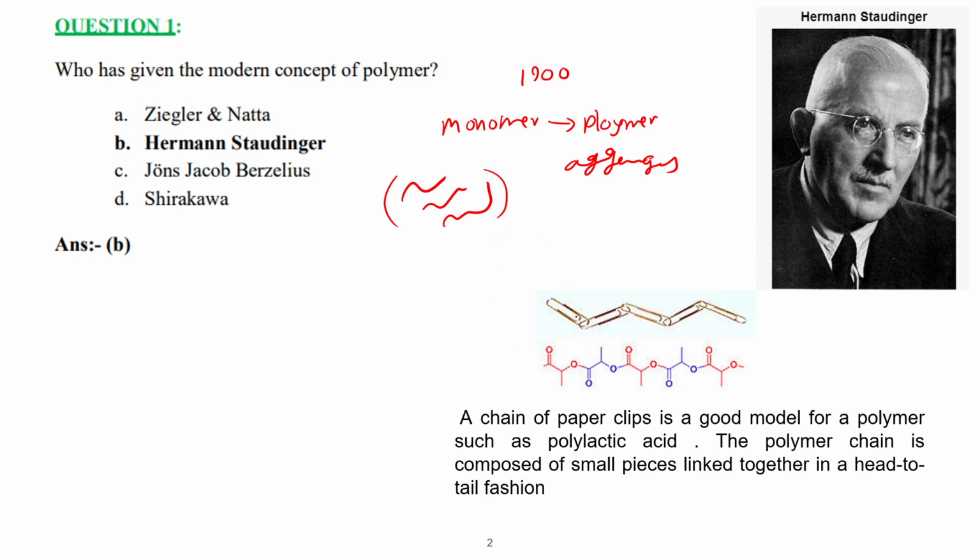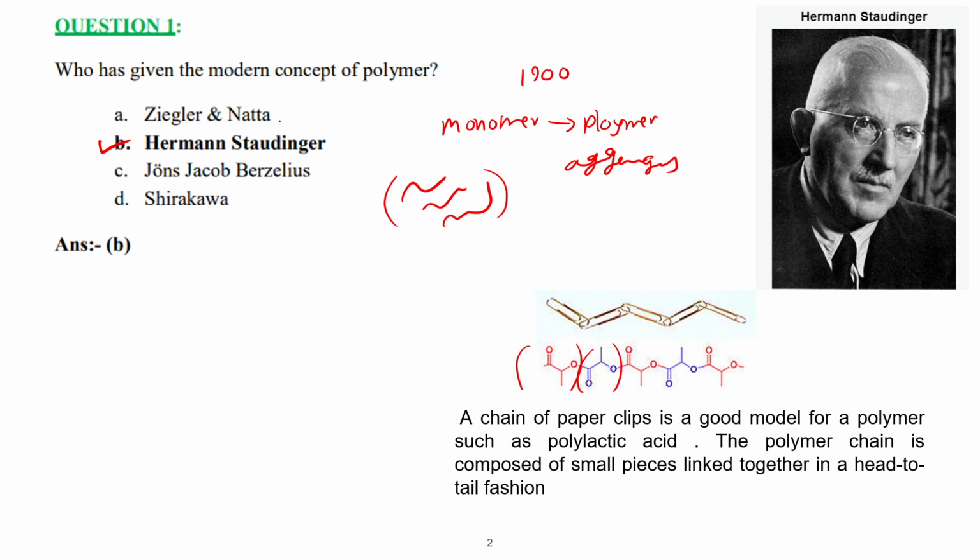Then this particular field actually erupts, and many more discoveries have been done. The starting point is his discovery, and he proposed that this polymer chain is composed of small monomer units like that. You are seeing that all are the same monomer unit, and they are the repeating units, so that's how this polymer forms. So he is the first, and that's why the option would be Staudinger.